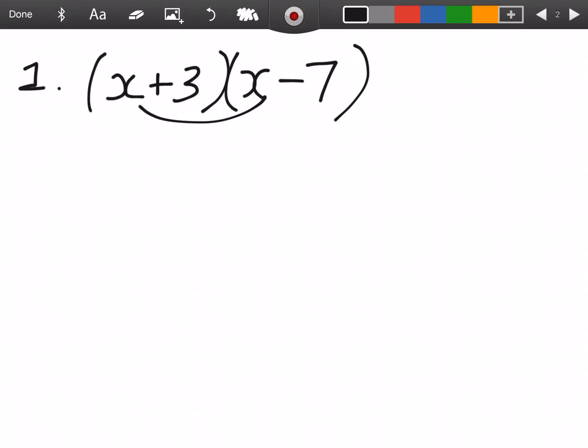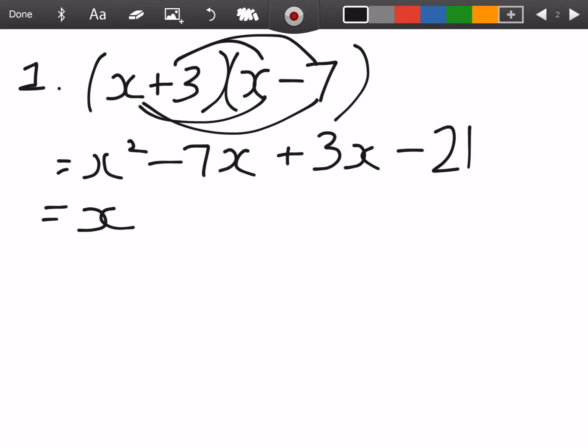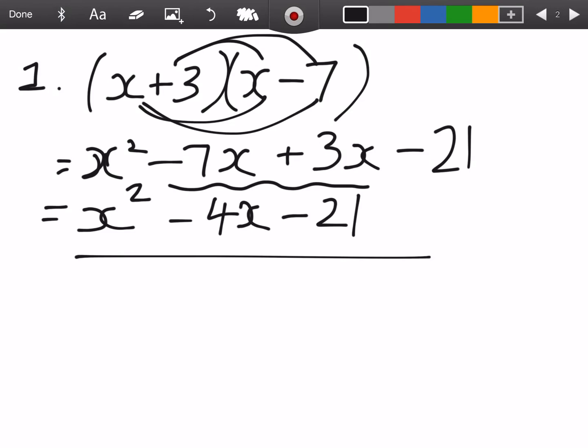So x times x is x squared, x times negative 7 is negative 7x, and then the plus 3 gets multiplied by the second bracket. Positive 3 times x, and positive 3 times negative 7. 3 7's are 21, negative 21, because it's a positive times a negative. Now remember, some terms can get collected together there. X squared, that first term, there's no more x squareds. These terms in the middle here, negative 7x, add 3x, negative 7 add 3, would be negative 4x. And that's that one done.